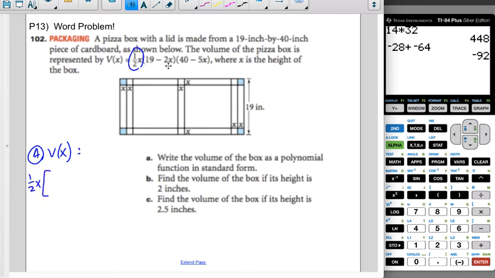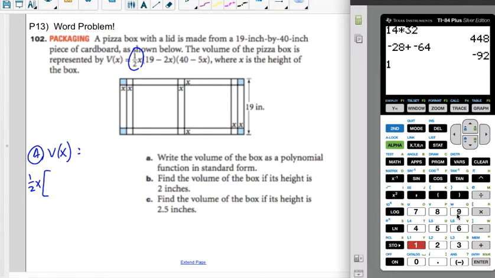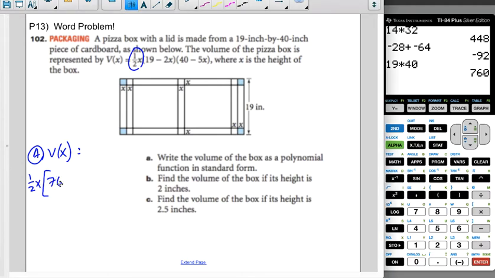When I FOIL, I get the 19 times the 40. You can certainly do 19 times 40 on a calculator, or try to do it in your head. I get 760. Outer is going to be negative, so this would be a negative 50 and a negative 45, so it should be a negative 95x. Inner should be a minus 80x, and last should be a plus 10x squared.